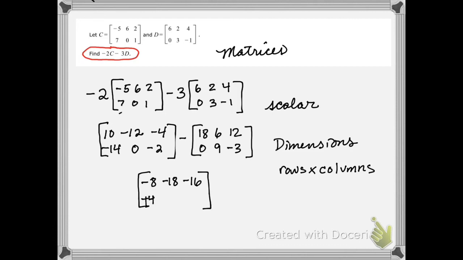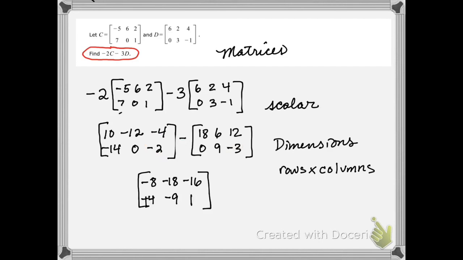0 minus 9, negative 9. And finally, negative 2 minus a negative 3. That'll be negative 2 plus 3, right? Negative 2 minus a negative 3. And that'll give us a 1 for that.